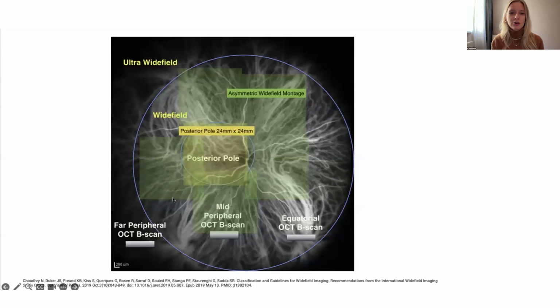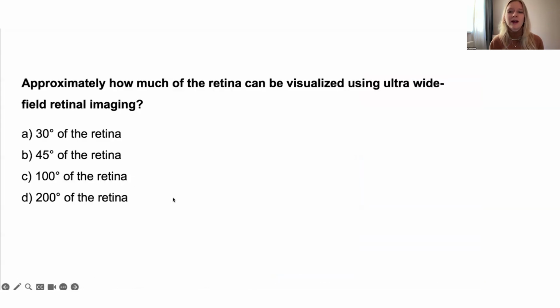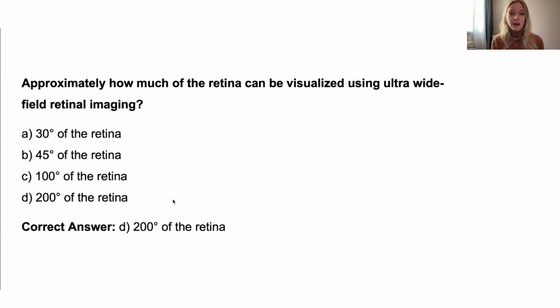So to shortly wrap up, we have covered some basic definitions. Let's think how much of the retina can be visualized using ultra-widefield retinal imaging, and it was already covered, so you have a clue. You are all quite right. So the correct answer is D. 200% of the retina is covered by ultra-widefield retinal imaging.